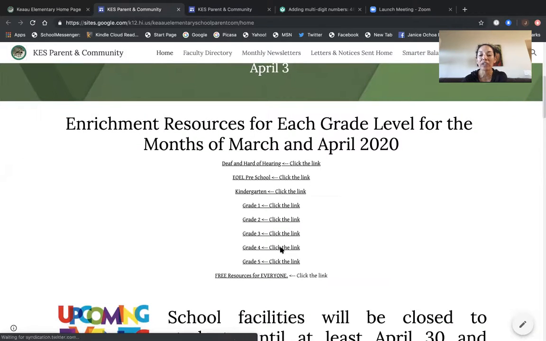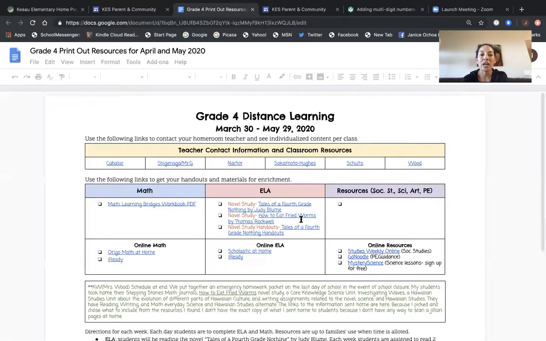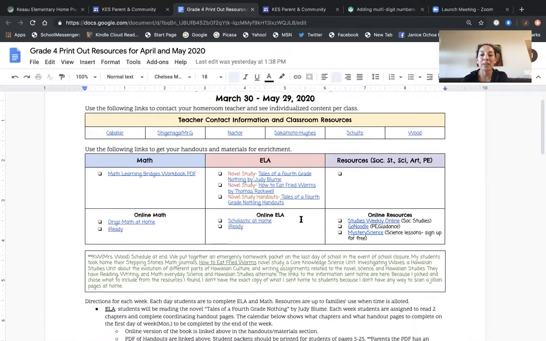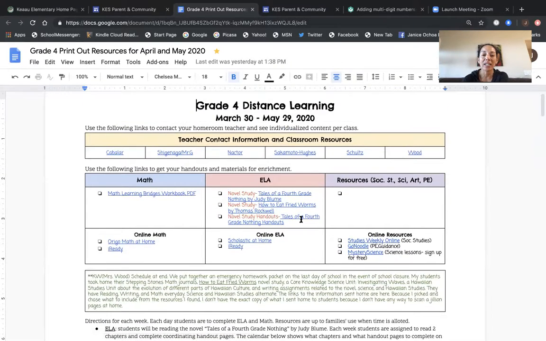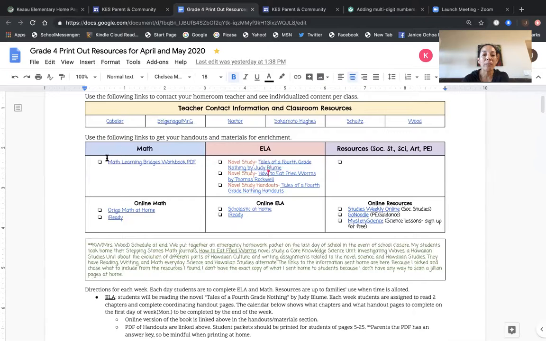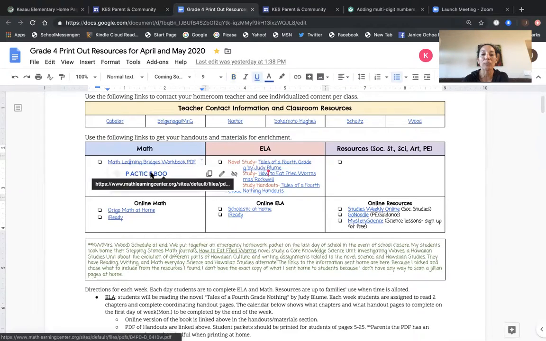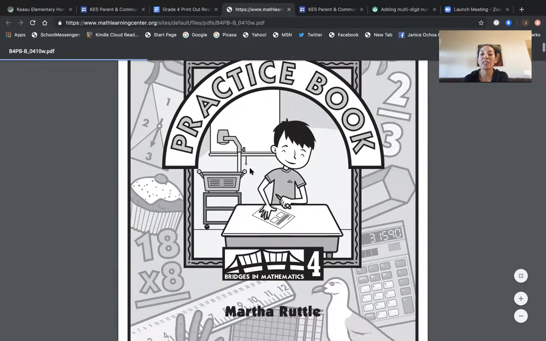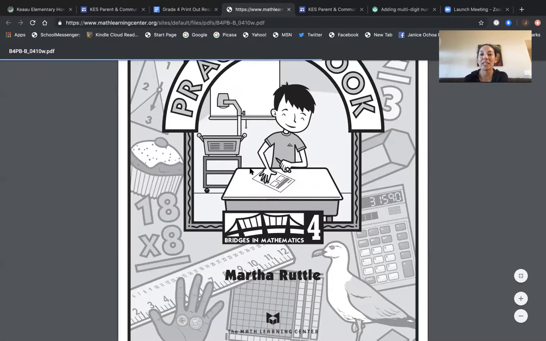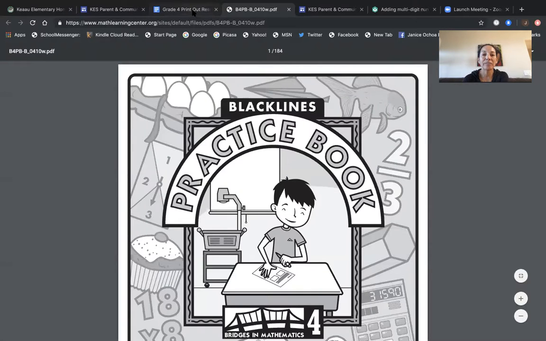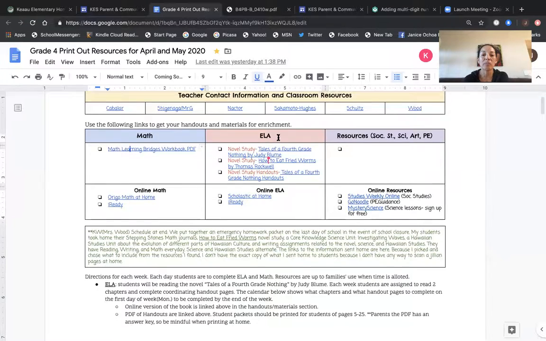Your teachers work very hard to create lessons for you like this. We're going to be working on the math portion. So you're going to need your Math Learning Bridges workbook, the Blacklines practice book. It looks like that. So get that out, please. And then let's take a look at what we're supposed to be doing today.